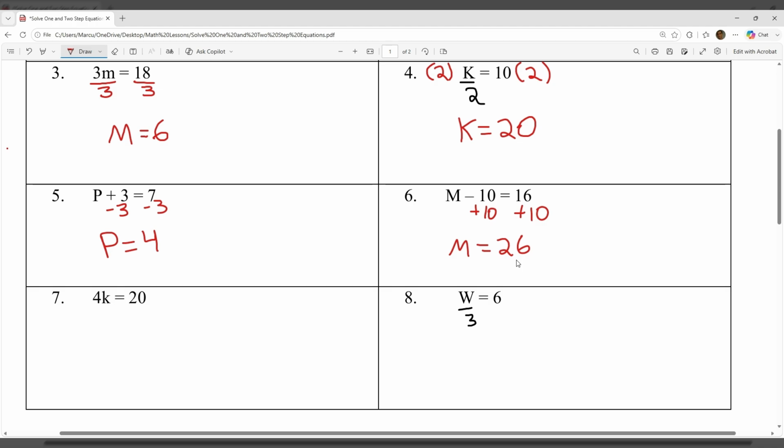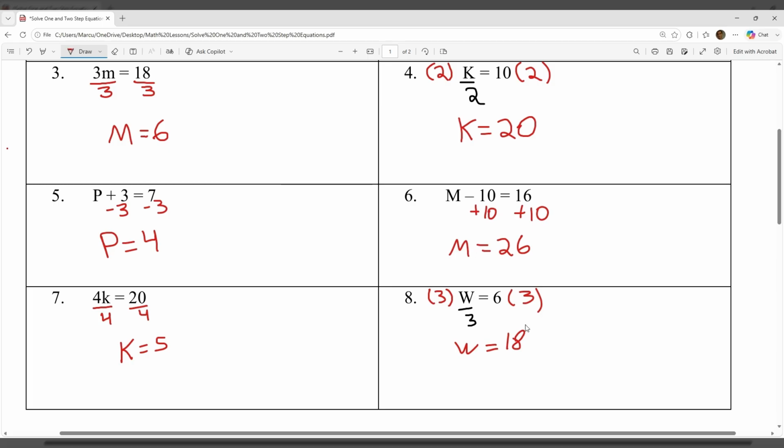Moving on to question 7. We have a 4 attached to the k. That's multiplication. So instead, we're going to divide both sides by 4. So we get k equal to 5. And finally, question 8. Whenever you see a fraction, that's division. So instead of dividing by 3, you're going to multiply by 3 both sides. The 3's cancel each other. And we get w is equal to 18.